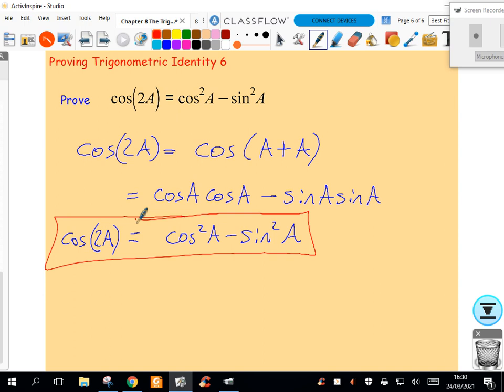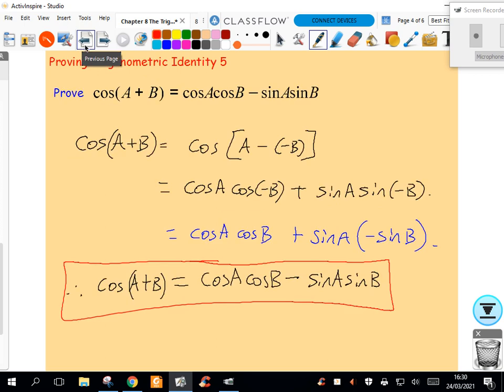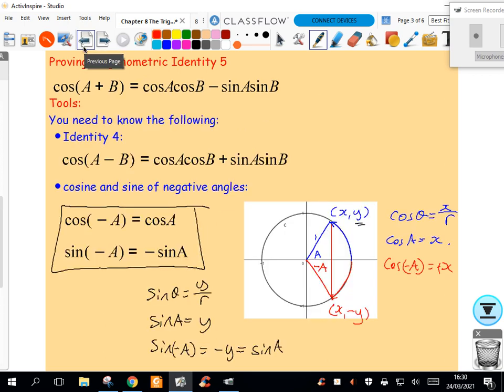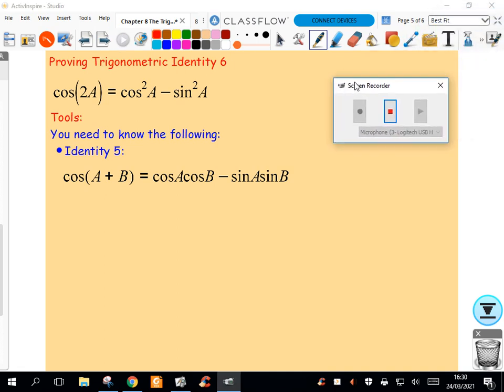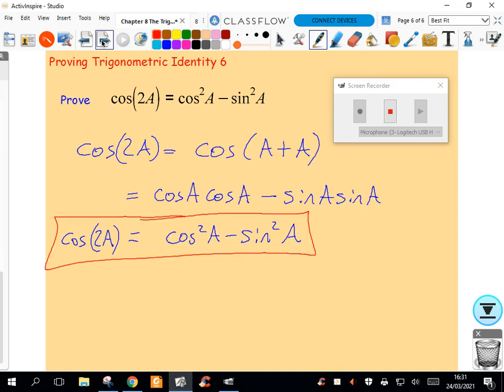Okay, so in order to prove identity number 5, there's a few bits of background information you have to know. You have to know identity 4. You have to be able to find the cosine and sine of negative angles. In order to prove identity number 6, you need to know identity number 5. Okay, and they're proved kind of sequentially. You use previous identities to prove later identities. Okay, so get the hang of those. Make sure you know the identities, know where to find them, and these first 9 identities you must learn to prove.